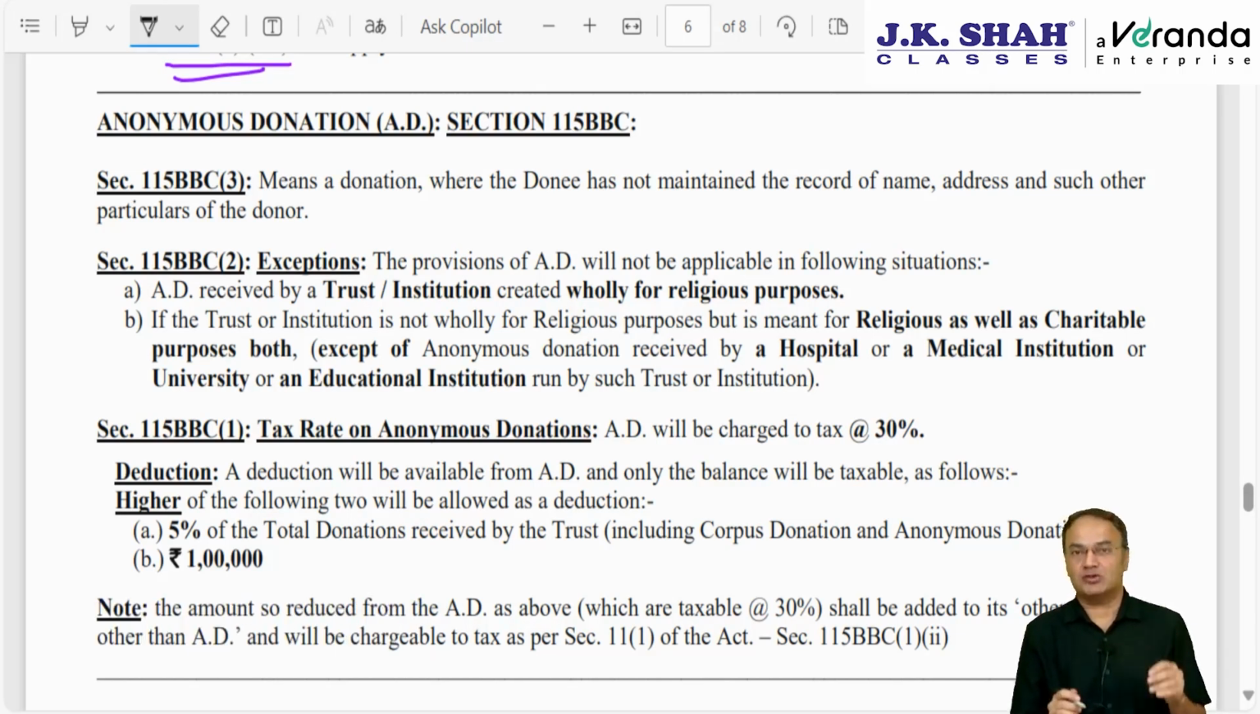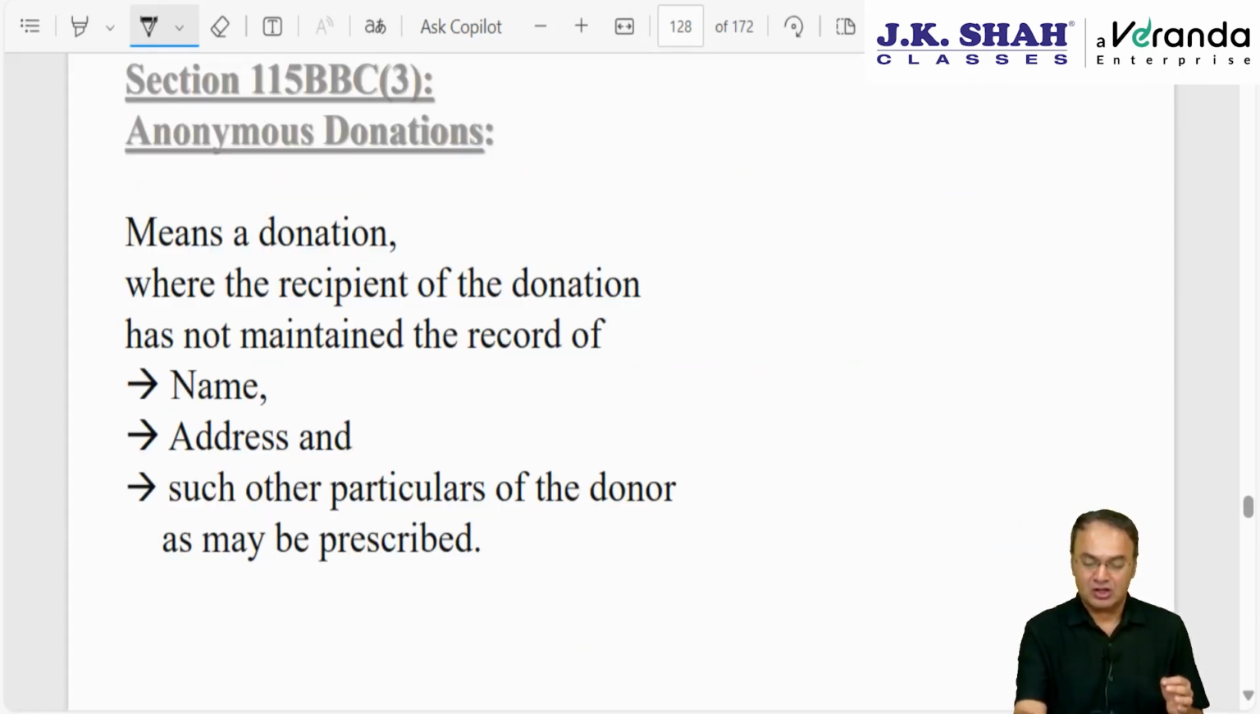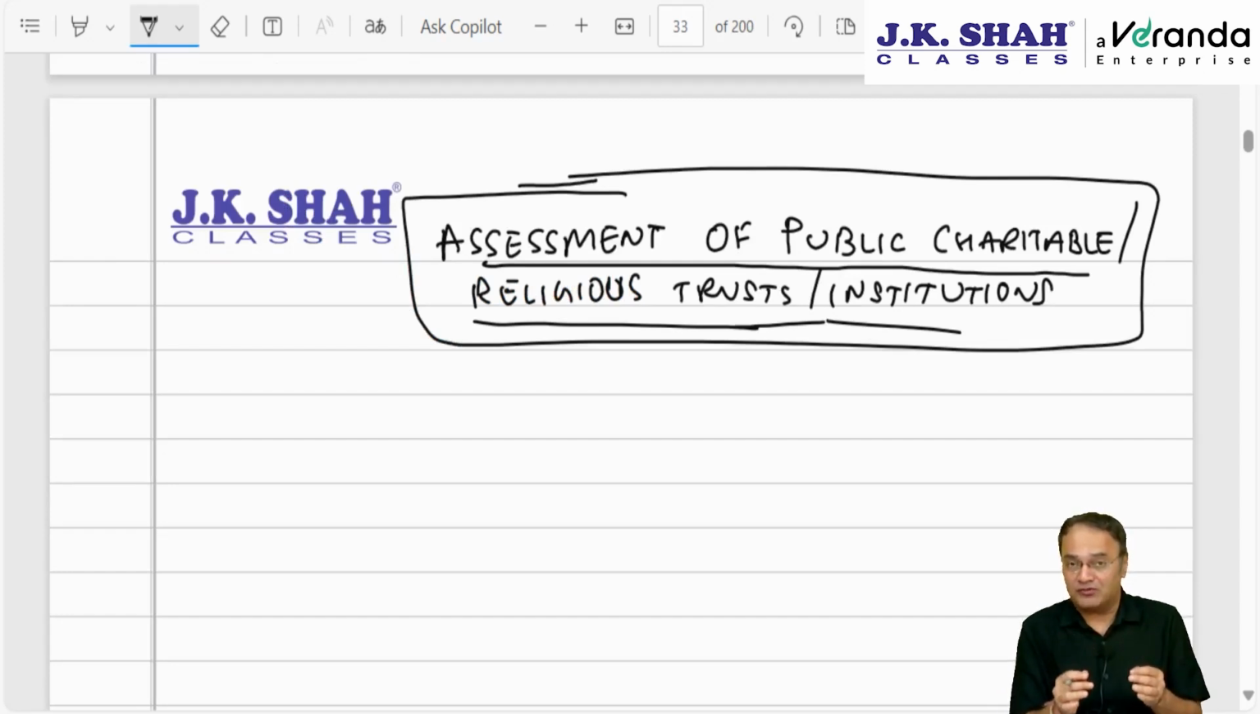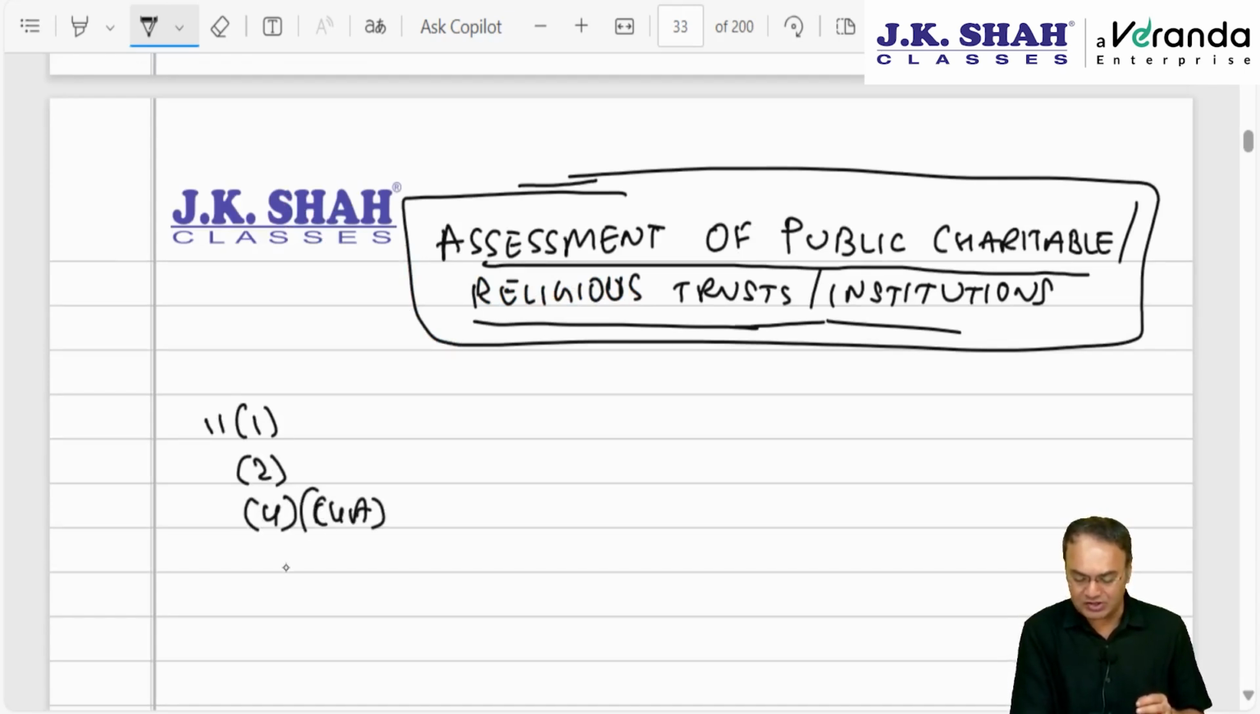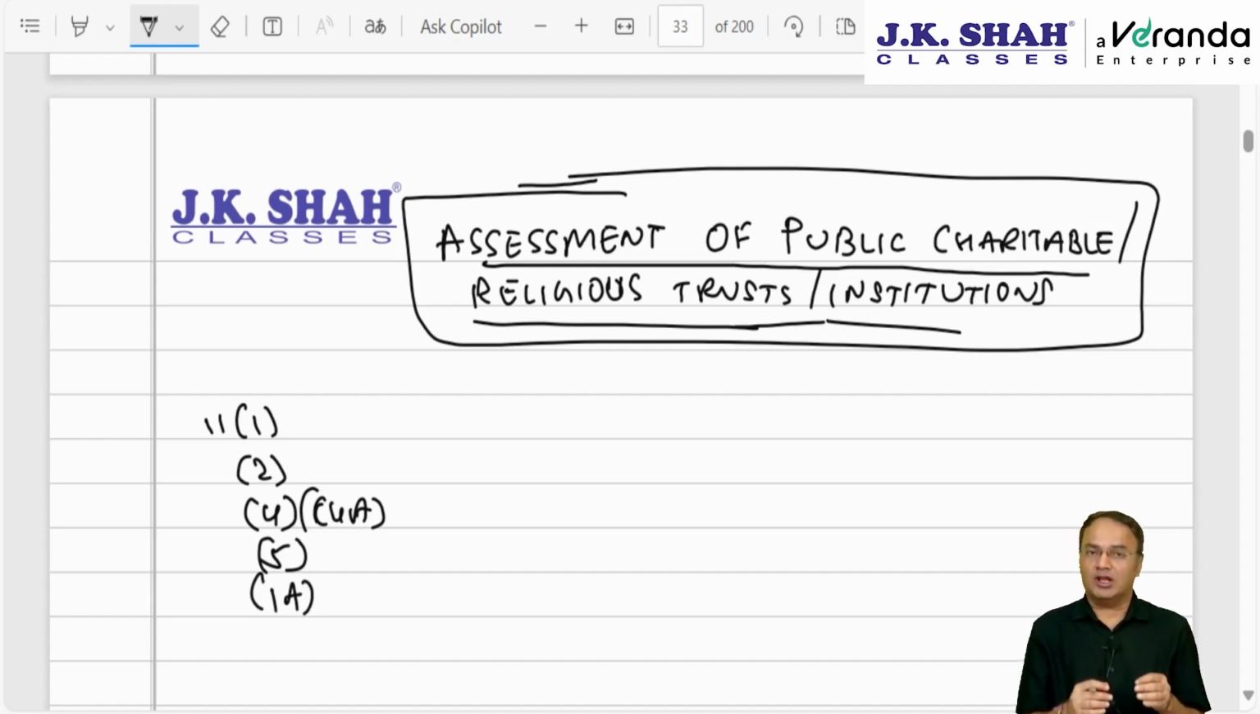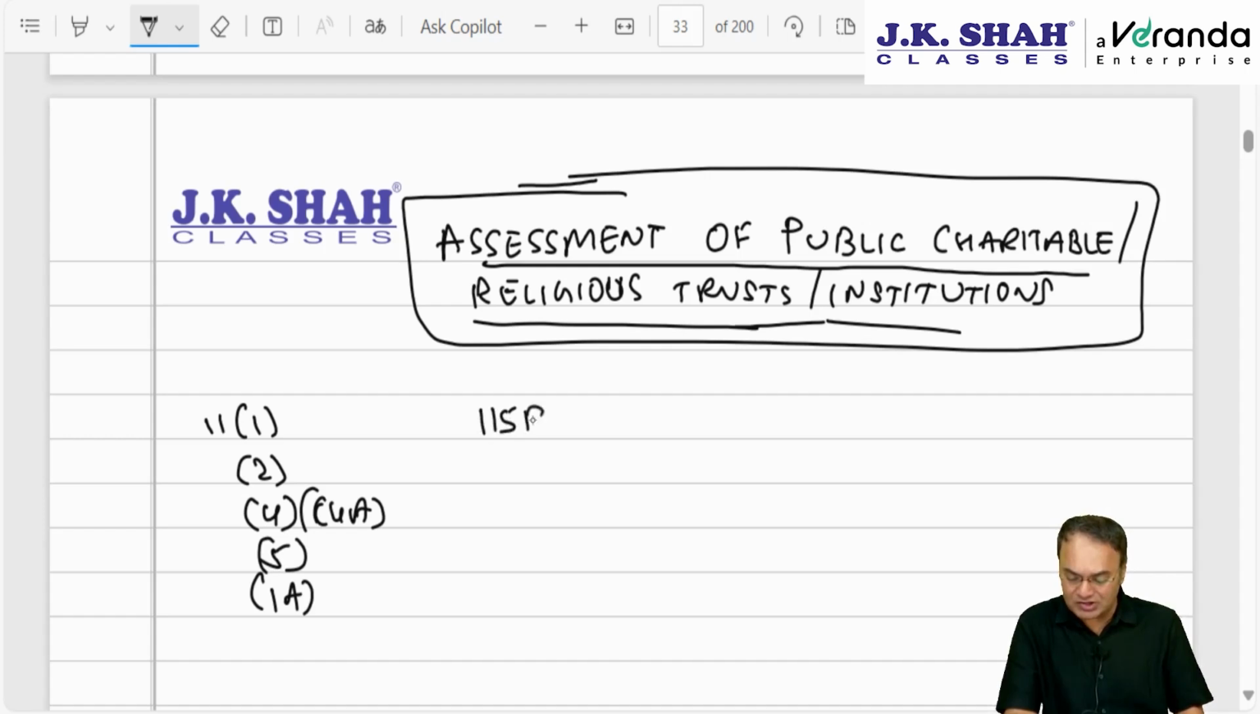In the previous session, we discussed registration, the charitable trust definition, and section 11(1), the 4 conditions for claiming exemption. We discussed accumulation of income, business income, 4 and 4A, accumulation, specified investment, capital gain, and various provisions. If you recollect, in part 1 of the revision lecture, we discussed section 115BBH, which we will be discussing in this part.